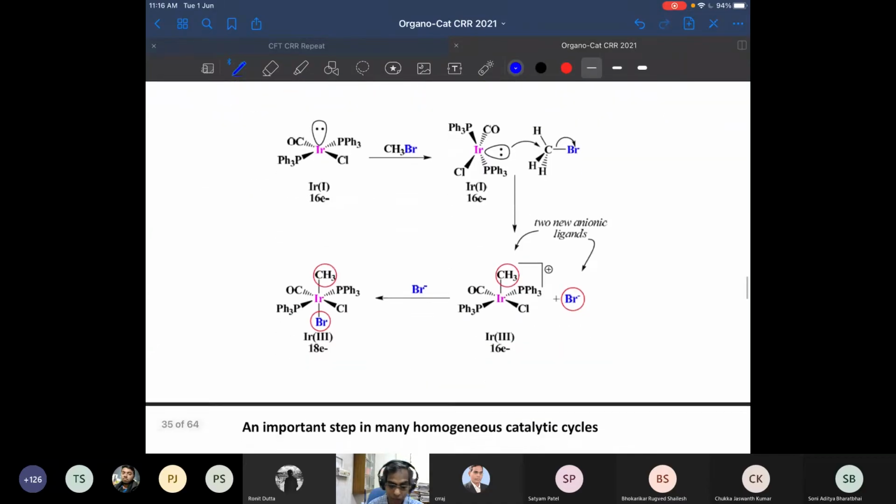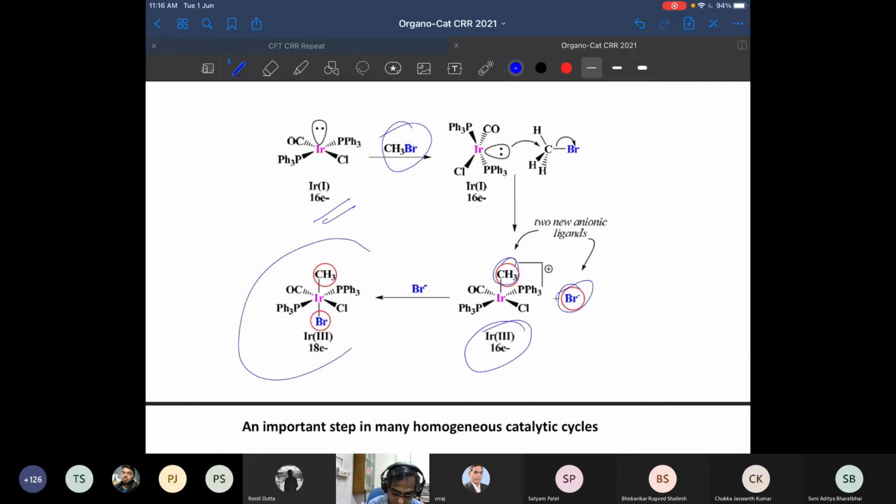Another example, what I have shown here, iridium, that is 16 electron initially. Methyl bromide comes here, and then it goes here. Again, it is a 16 electron, right? Interaction takes place. Methyl goes here, and bromine comes out here. Oxidative addition takes place. Now, at the end, what we have is that it becomes an 18 electron. At the end of the oxidative addition reaction, I repeat, because one ligand is completely added, 16 becomes 18. I hope you are getting it right.